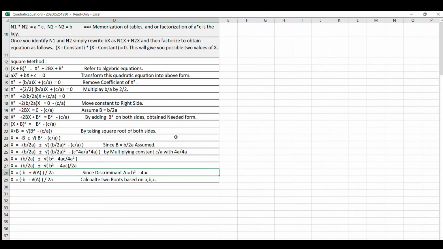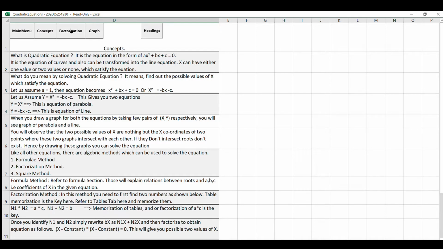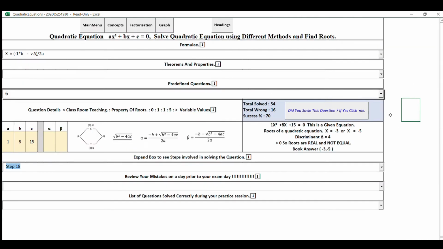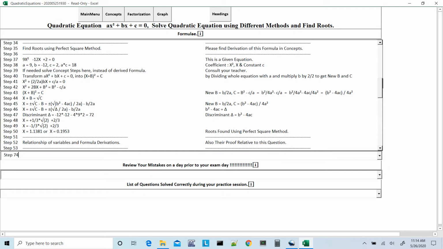So now here you have seen how square method can be used to solve the sum, and also how alpha beta formula is also derived using this very same method. So now let's take a look at the sum. I hope you understood this. Let's go to factorization. Let's choose sum number 9. Alright, now let's take a look at how it has solved the sum.